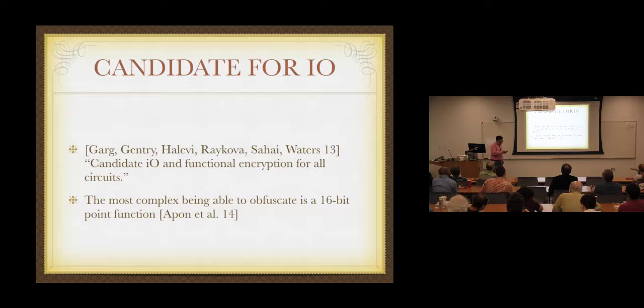Okay, so there's a breakthrough in the obfuscation field. In the cryptography community, this is considered a breakthrough. In 2013, Garg and co-authors proposed a candidate IO solution, right? It's a candidate for IO. But I think Apon and co-authors started the practical implementation of this technique and found that it's just too expensive. The most complex circuit that can be obfuscated using this method is just a 16-bit point function, right? So unfortunately, it's too complicated to be applicable in our application, right?